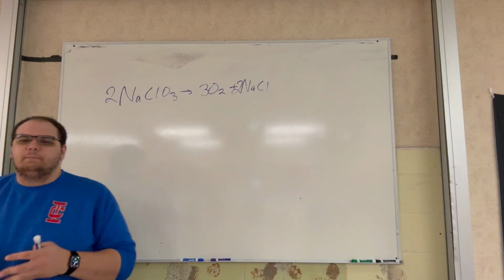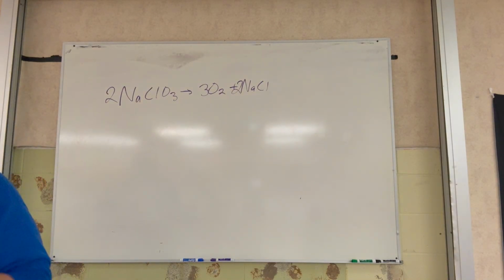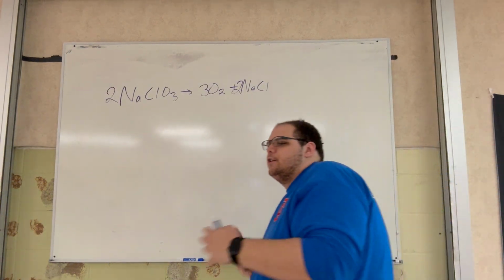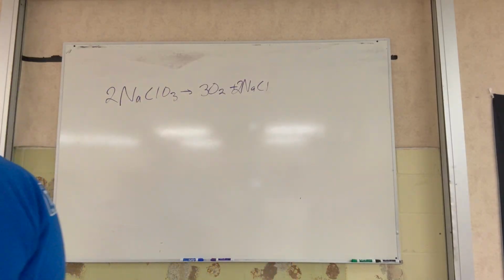But that's only the first part. We have a balanced chemical reaction, but look, now we have numbers involved. Now we need to figure out what our numbers are telling us. Where do they go in my reaction?